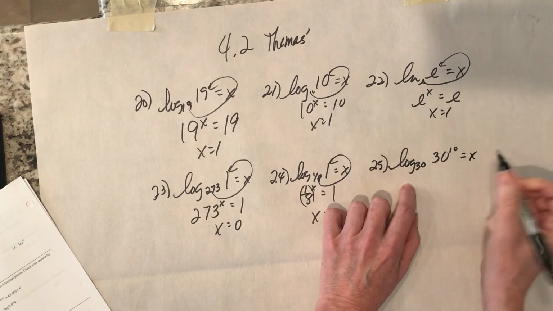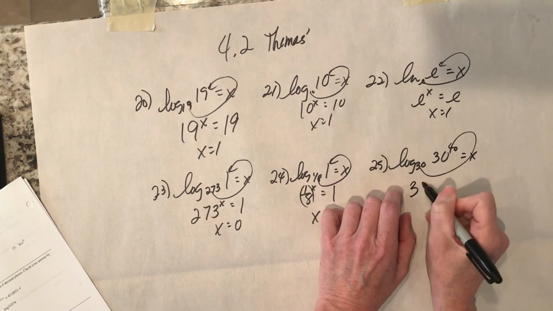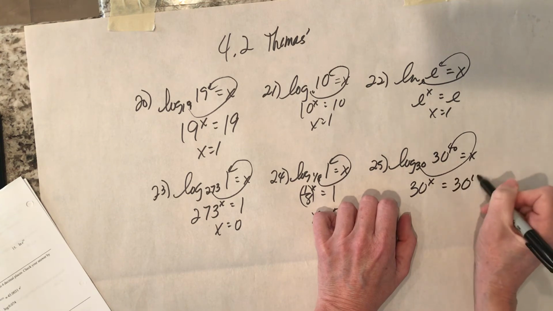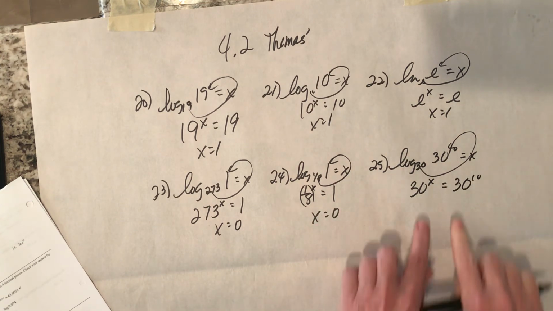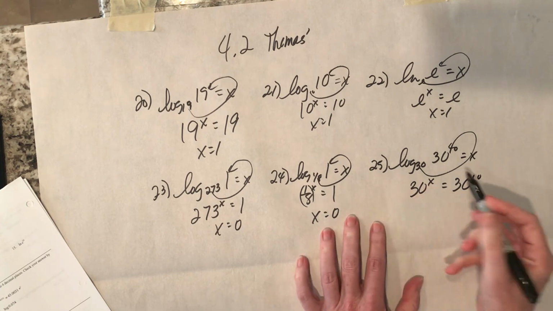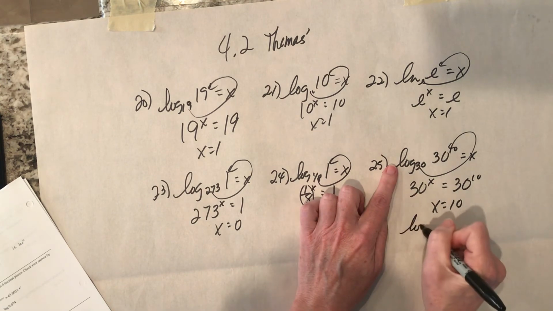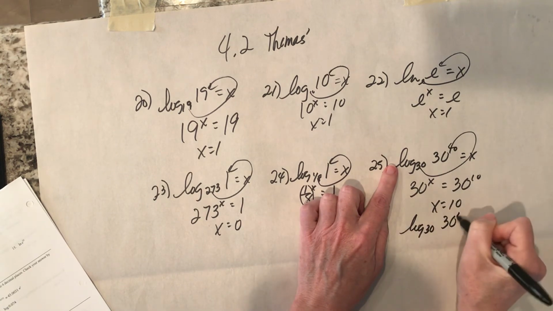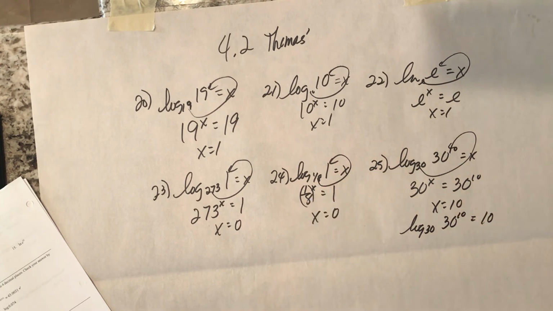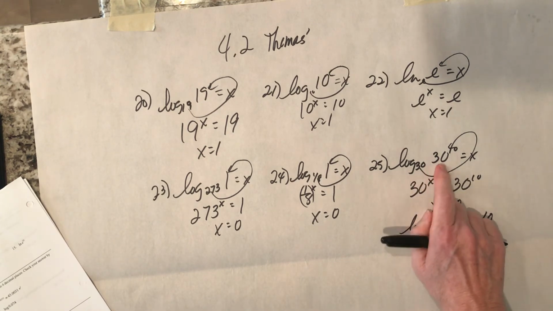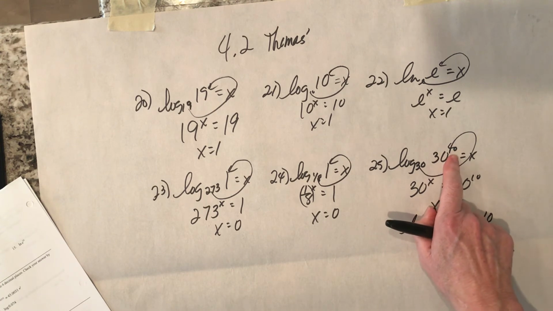Let's put an equals x here. Let's do our little circle. 30 to the x power equals 30 to the 10th power. When the bases match, the exponents match. So x equals 10. Let's put it back in here. Log base 30 of 30 to the 10th power is 10. 30 to the 10th power will give you 30 to the 10th power. Seems pretty obvious, doesn't it? When you look at it like that, it's a gimme. What do you have to raise 30 to become 30 to the 10th? You have to raise it to the 10th power.